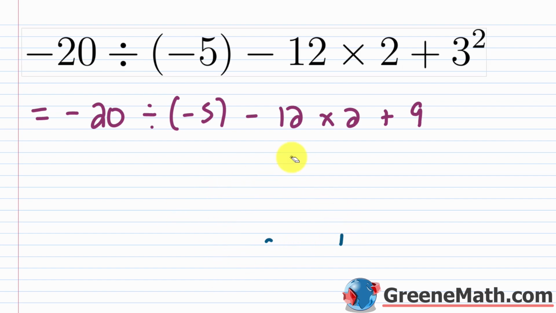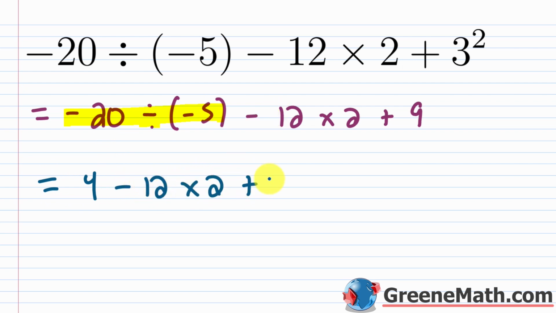Let me erase this, and we're going to think about this. I have division right here, and then I have multiplication right there. Which one am I going to do first? Again, they're the same priority level. So I want to work left to right. So starting on the left, this operation occurs before this one. Okay, so that means I'm going to do my division first. So I'm going to divide negative 20 by negative 5. So negative divided by negative is a positive, and then 20 divided by 5 would be 4. Okay, so that's done. Then we have minus 12 times 2 plus 9.